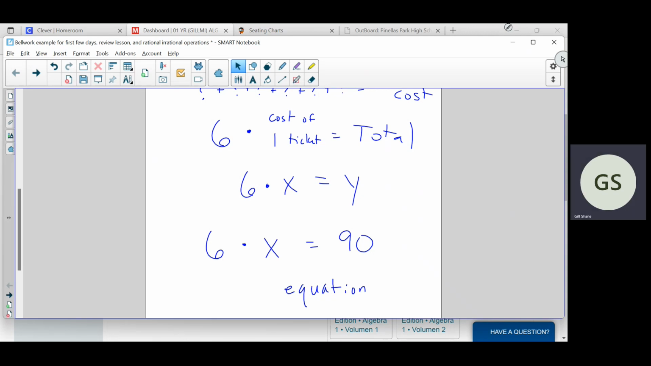No. So what do you think I'm going to use to represent this bag of candy? That's an unknown, right? This is a variable. This bag of candy is a variable. What variable would you use to represent it? X. X is pretty common. X and Y.